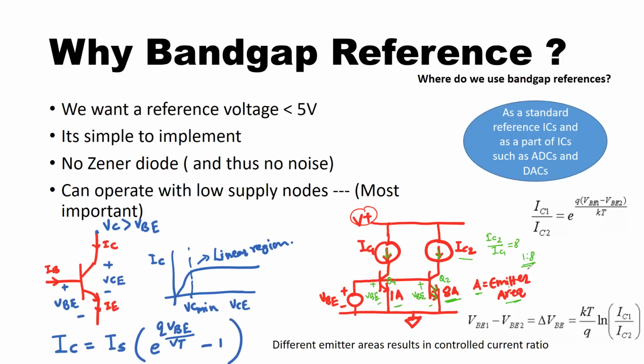And then there are some relationships. So here we define the current ratio, that is IC1 over IC2. It can also be linked to the voltage difference between the two transistors, that is Vbe1 minus Vbe2. So how do you produce this voltage difference? What you do here is put a resistor from the emitter of transistor Q2 to the ground, so that you basically have this kind of circuit.